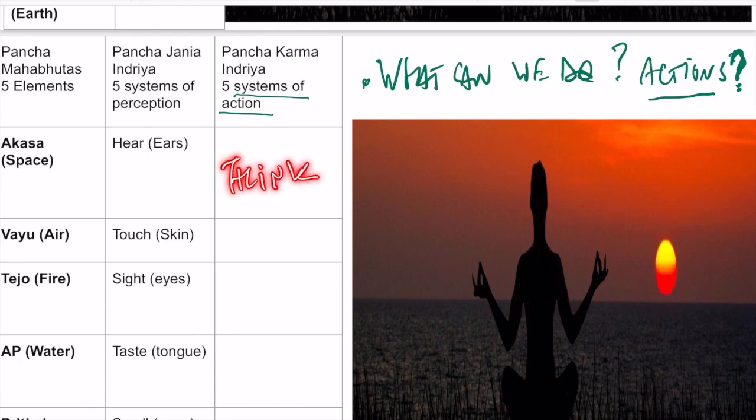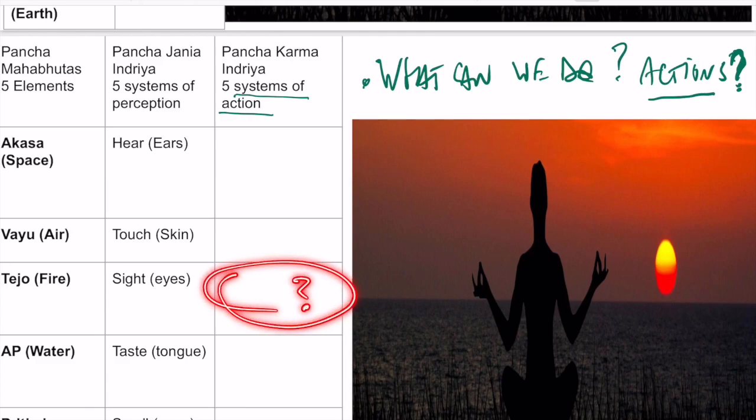So we've got thinking, tongue to talk, hands to work, legs to move. And there is one gap here. I mean, we want this to be a complete puzzle, and we can't leave any gaps. So the question is, what is the other action that we can do as human beings?